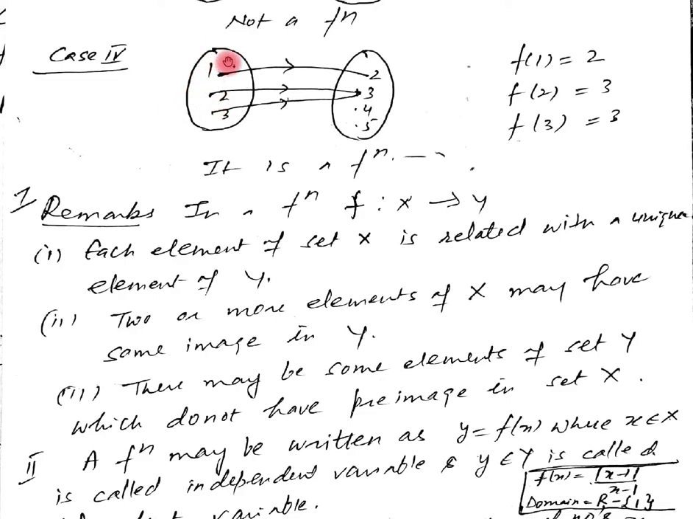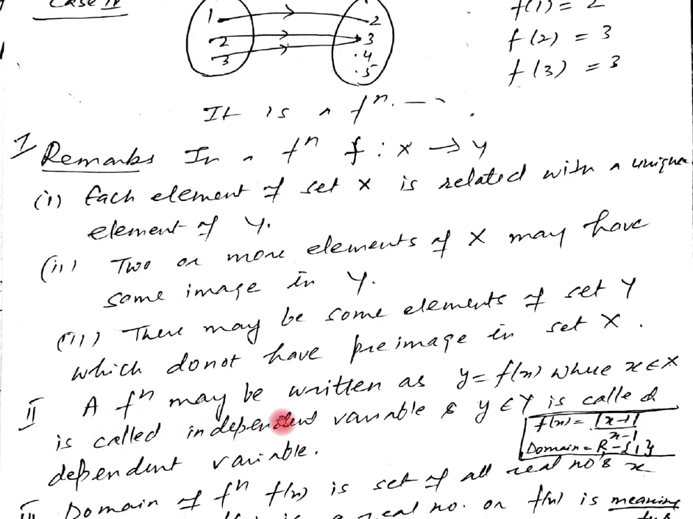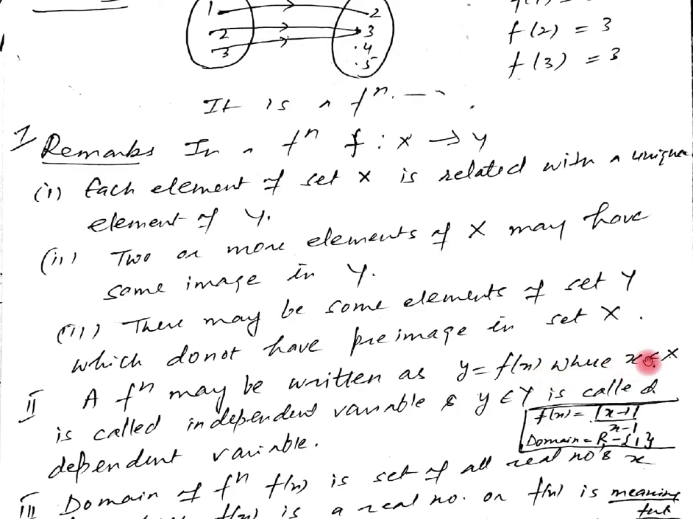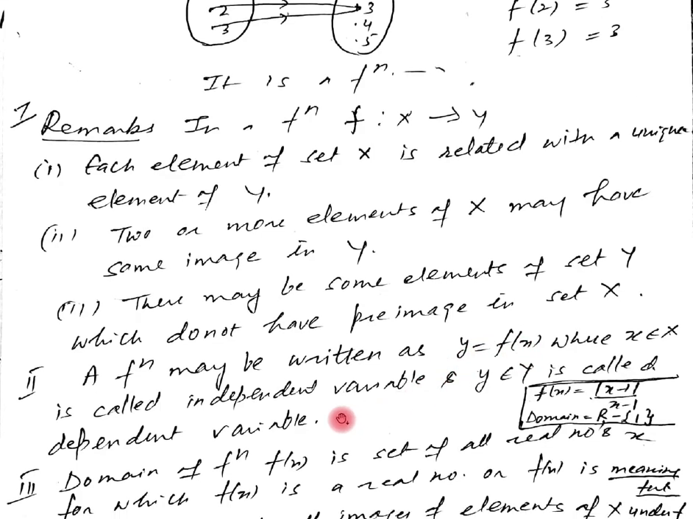Now here let me tell you one thing. There should be no extra element in x, there may be extra element in y. The second is here, a function may be written as y equal to f(x), where x belongs to x is called the independent variable and y is called the dependent variable because the y depends upon x. As the value of x will be changed, if I am writing y equal to f(x) here, as soon as the value of x will be changed, the value of y will also change. So therefore x is known as independent variable, where y is known as dependent variable of the function.